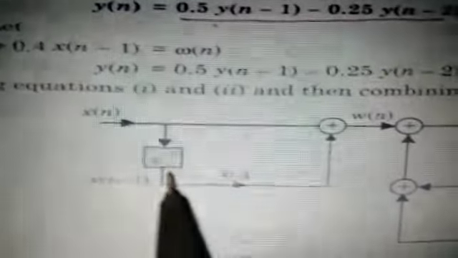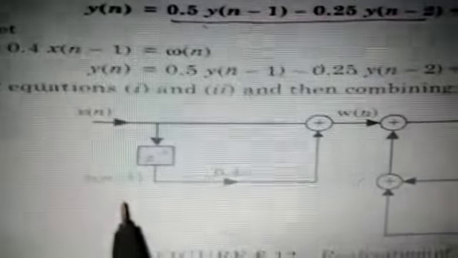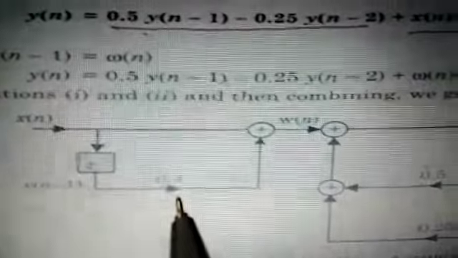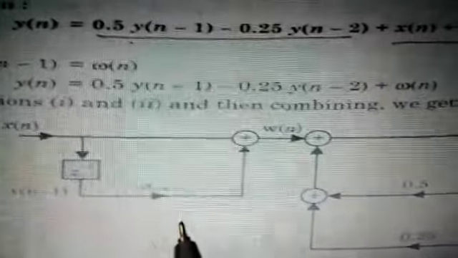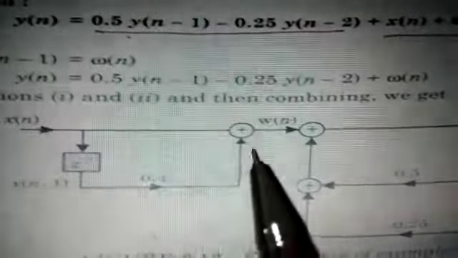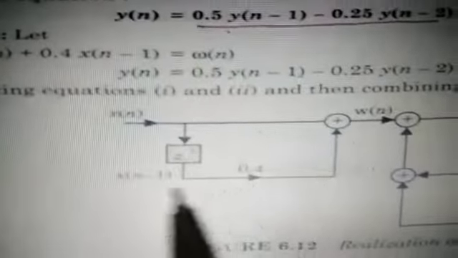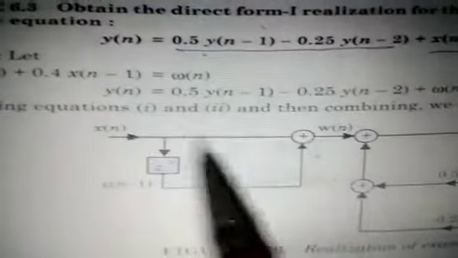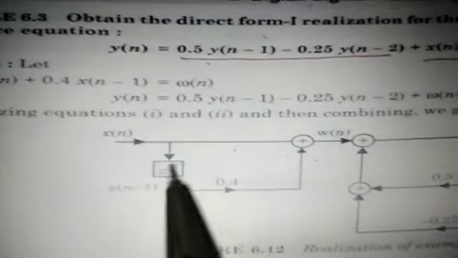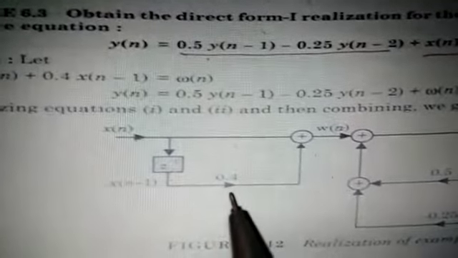Now you can draw here: this is x of n, this is one delay unit, you will get x of n minus 1, and you multiply here with a constant of 0.4, and this is omega n. Omega n is equal to x of n plus 0.4 x of n minus 1.